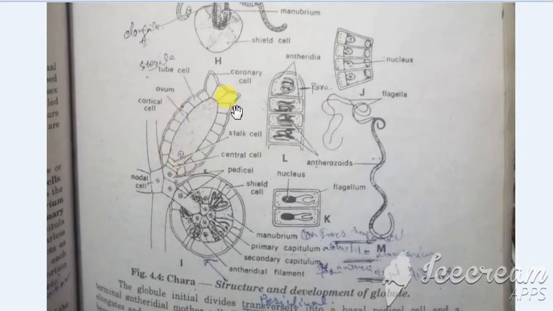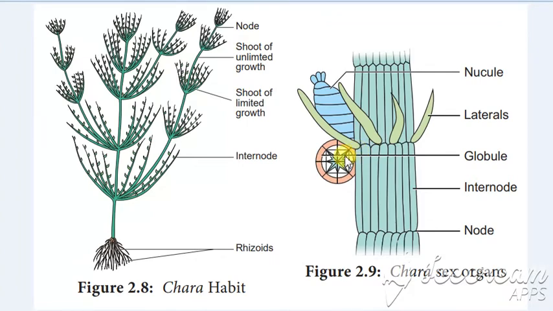The cortical cells, central cells, and the coronary cells. Here you can see these are the coronary cells. Here you can see both reproductive organs form side by side from a nodal initial at the node. This is internodal portion. This is also internodal portion. That is this, and this one is the nodal portion. So globule is below and nucule is at the above portion.